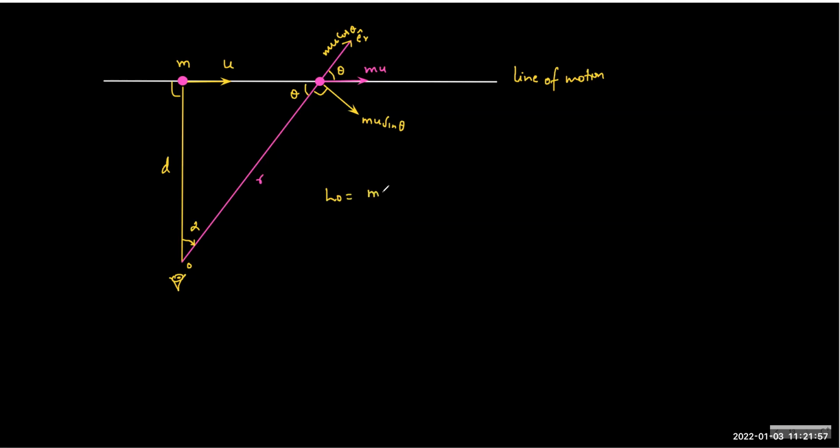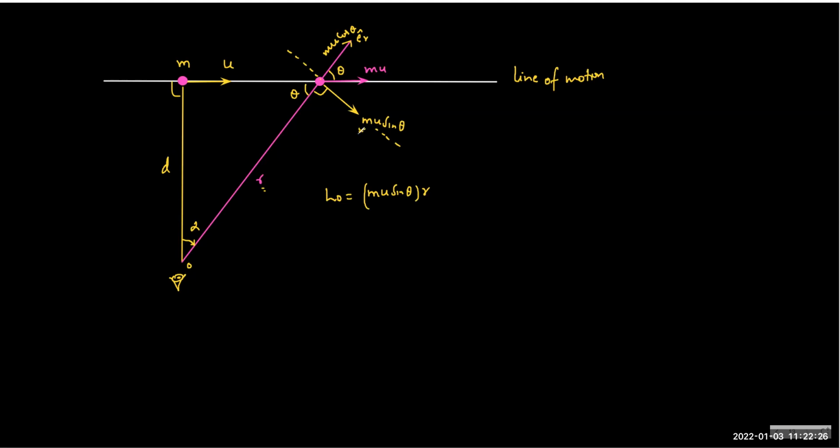So what I can say is that angular momentum about O is nothing but the product of that component of momentum which gives us the turning effect. So I can just write mu sin theta into how far that is from the O point. Now I can choose this as a line of motion, and then I can see that for this line of motion, R is mutually perpendicular, and that's why I can multiply this with R, because mu cos theta will have no contribution anyway.